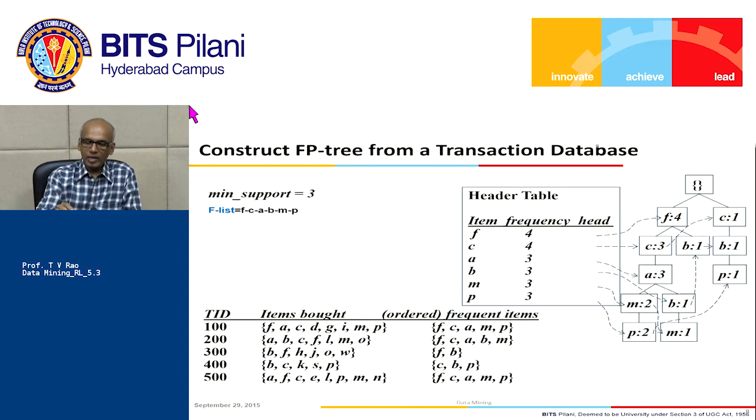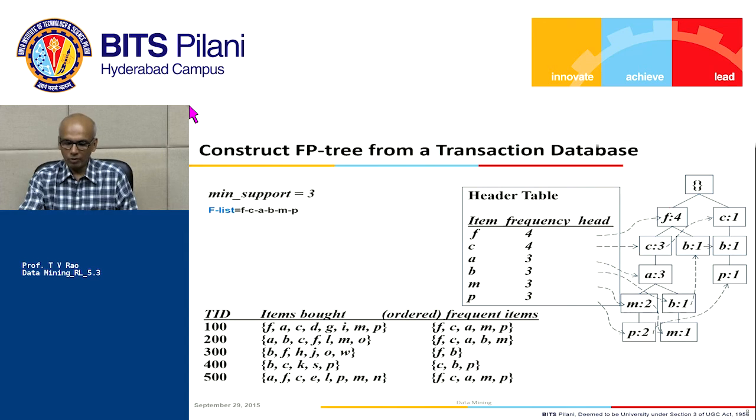So now when we create a table of this kind, we will use this table the next time we scan the database. We need to scan the database twice in this case. So here we are looking at the potential frequent items, and they have been ordered in the same order as their support, and then we start constructing the tree. What we do is that first we have got FCAMP as transaction 100.